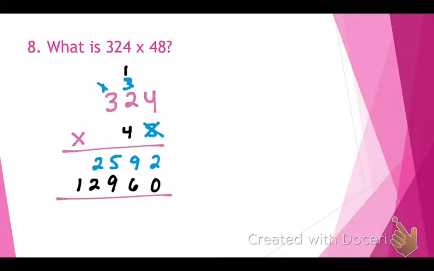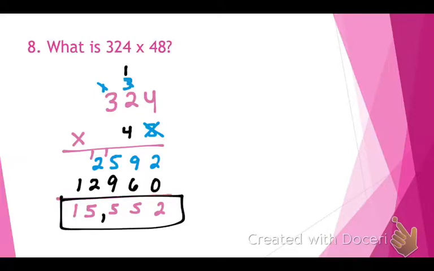All right, let's add it together. 2 plus 0? 2. 9 plus 6? 15. 1 plus 5 plus 9? 15. 1 plus 2 plus 2? 5. And bring down the 1. Don't forget your comma: 1, 2, 3, comma, and this is the correct answer.